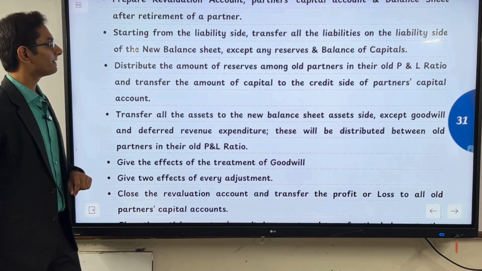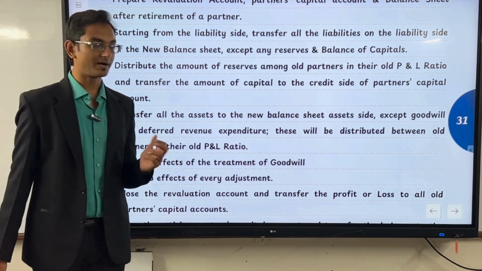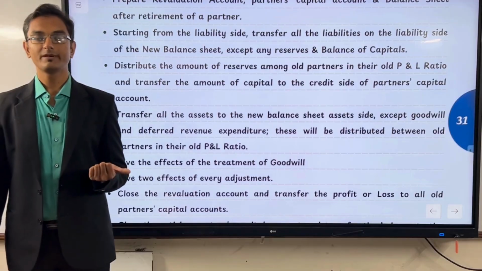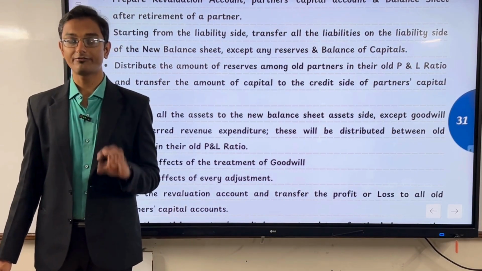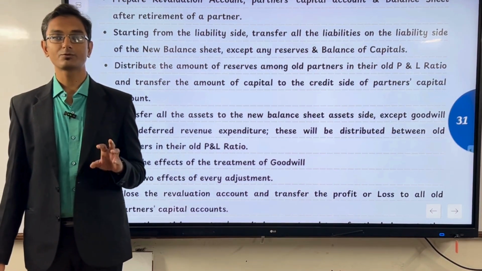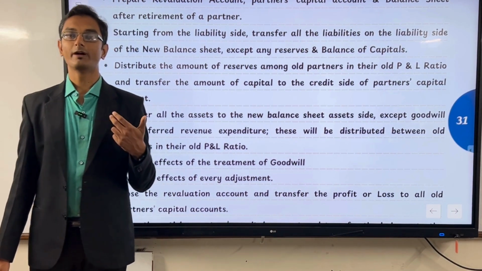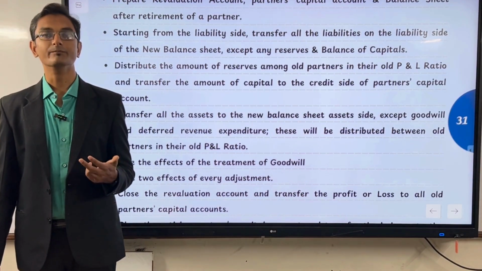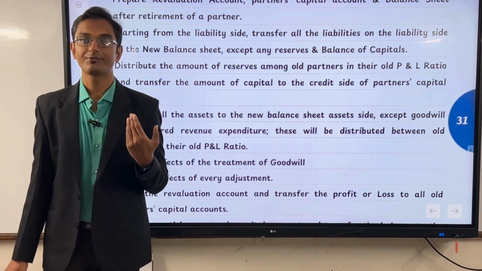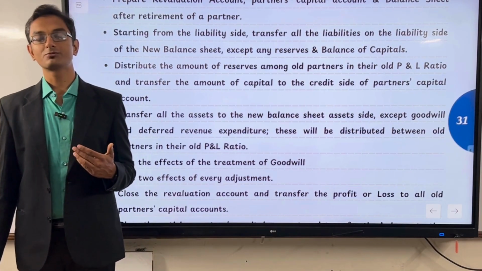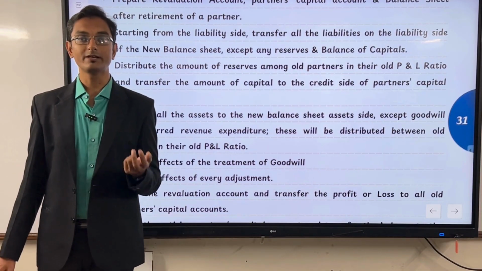Distribute the amount of reserve among all partners in the old profit sharing ratio and transfer the amount of capital to the credit side of partners capital account. The treatment we were giving at the time of admission, the same treatment is to be given here. Whatever reserve, accumulated profit, or accumulated losses there are, we are supposed to distribute between the old partners in the old profit sharing ratio. That means reserve or profit, these things we have to distribute among partners on the credit side. If a loss is given, a debit balance of profit and loss account, then we are supposed to debit it, writing on the debit side of partners capital account in their old profit sharing ratio.